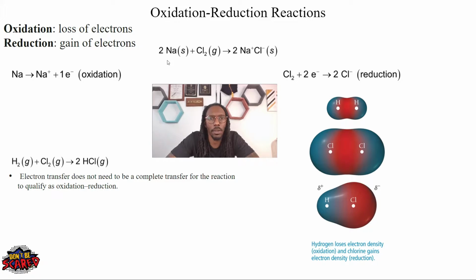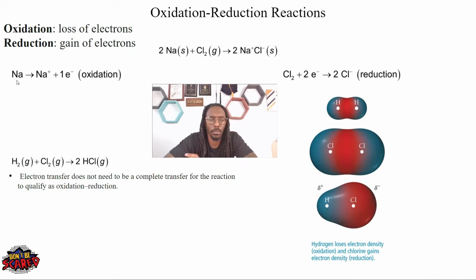Let's look at an example. Say we have sodium and chlorine reacting to give us sodium chloride. If y'all didn't know, this is a redox reaction. Like I said, a lot of reactions are redox reactions in most cases. Oxidation is the loss of electrons, so let's look at the sodium side. What happens when our sodium forms this sodium chloride salt?